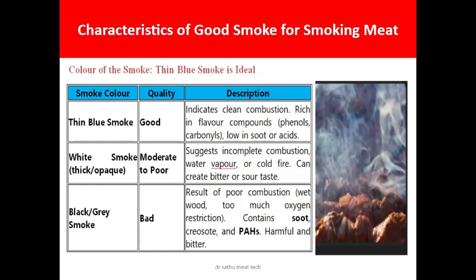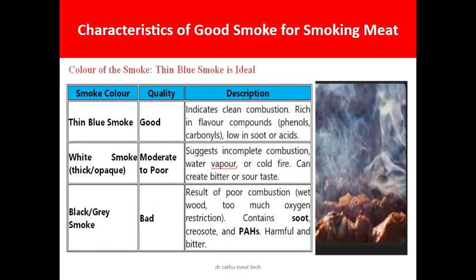Normally pyrolysis between 300 to 350 or 400 produces this type of smoke. It will be low in soot, acids, tars, and other things. Then we have the white smoke, which is much thicker or opaque. It is a moderate to poor quality smoke and suggests incomplete combustion.